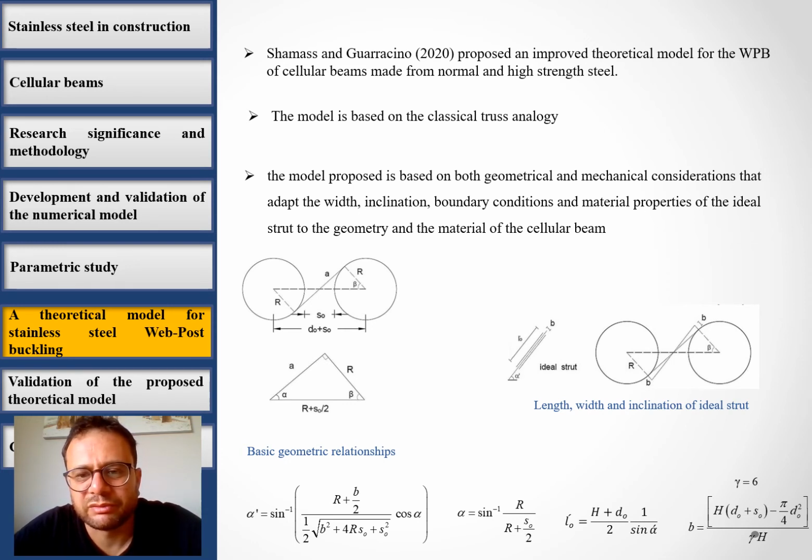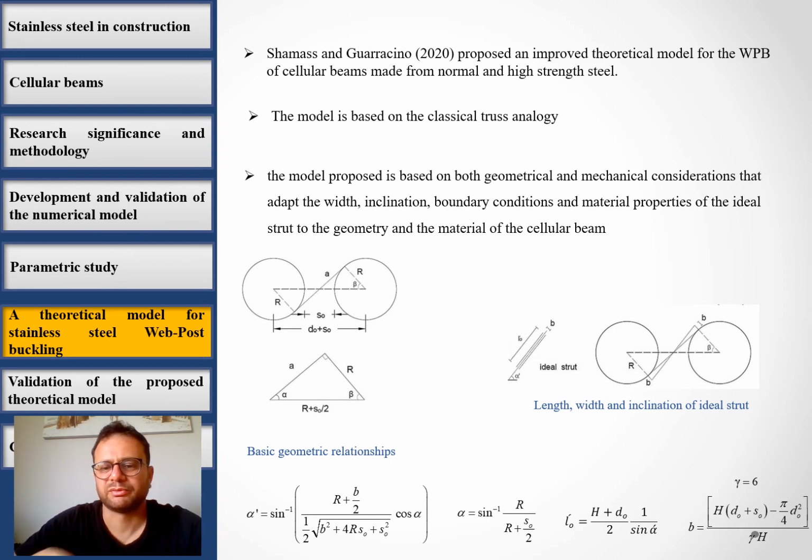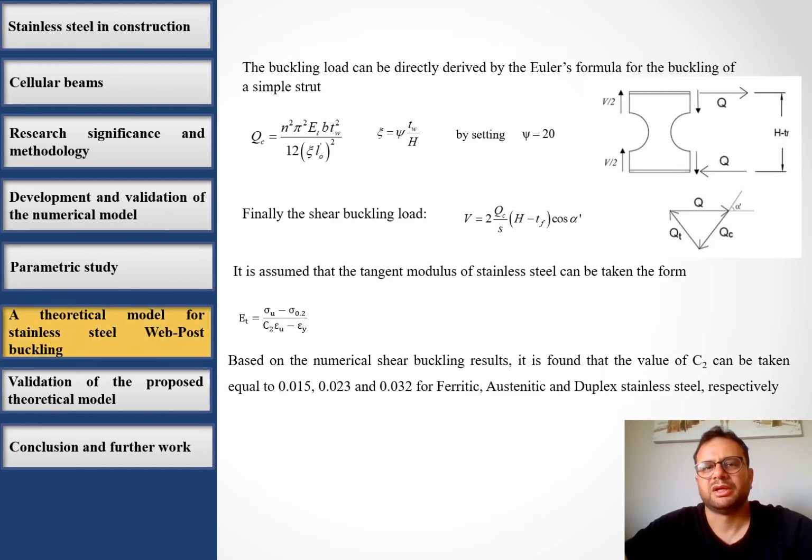Here are some figures showing the basic geometry relationship: length, width, and inclination of the ideal struts, which were taken into consideration from the geometry and material. Once the geometry of the strut was considered, the buckling load can be calculated using this equation QC. In this equation, n is taken as 2 because web post buckling is a 2 waves buckling, and zeta takes into consideration the boundary condition by setting xi equal to 20.